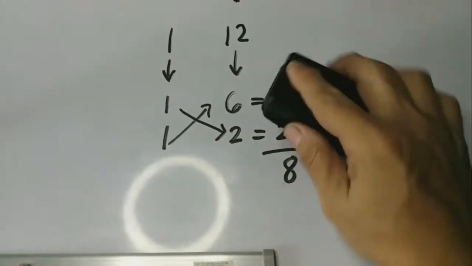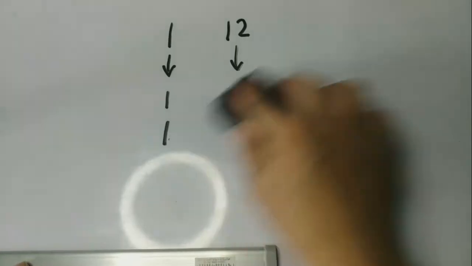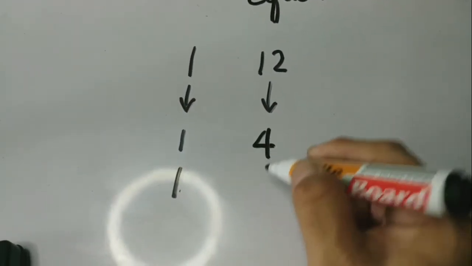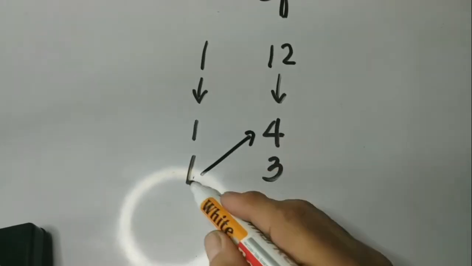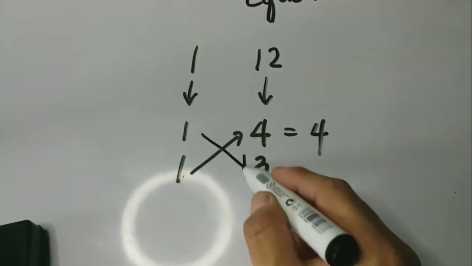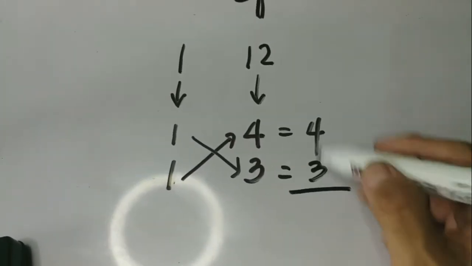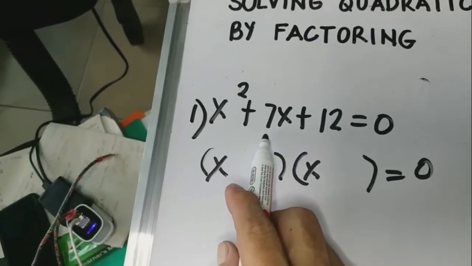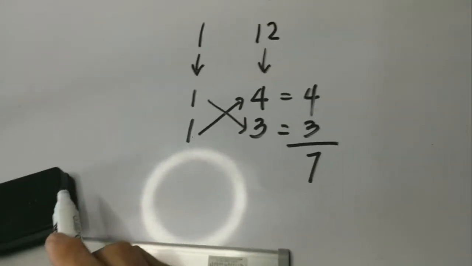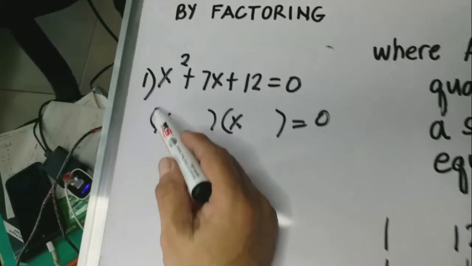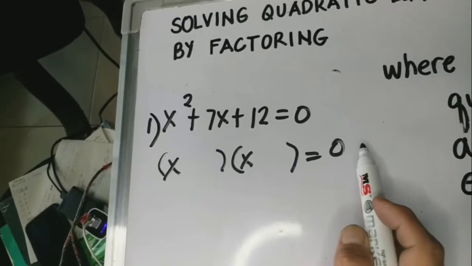So change the factors of the third term. Let's try 4 and 3. If in 12 we have the factors 4 and 3, then cross multiplying, 1 times 4 is 4, then 1 times 3 is 3, then add 4 plus 3 is 7. 7 is the same as 7, the numerical coefficient of the second term. Then now, since we are in factoring, write two sets of parentheses and equate this to 0.